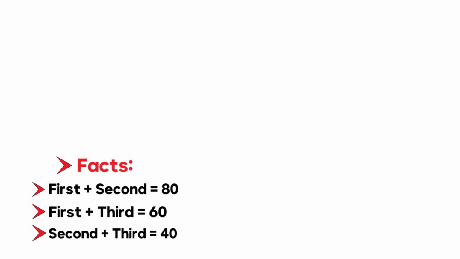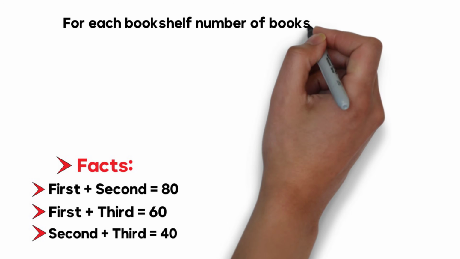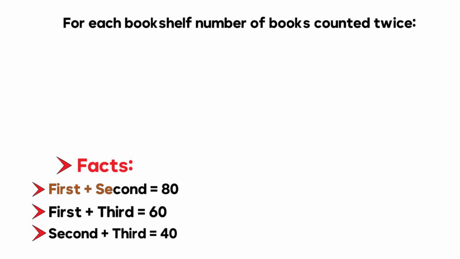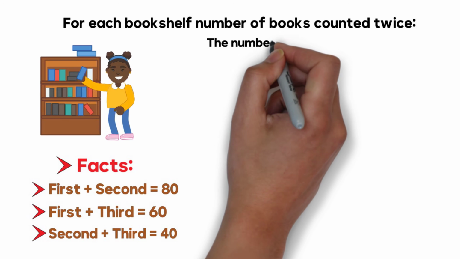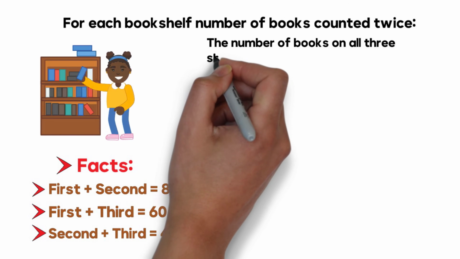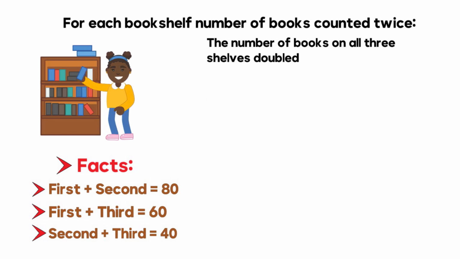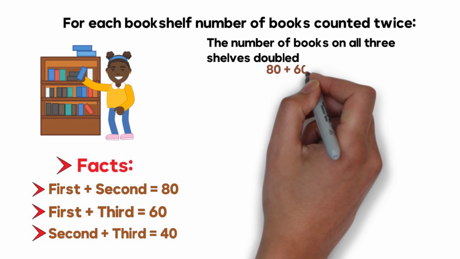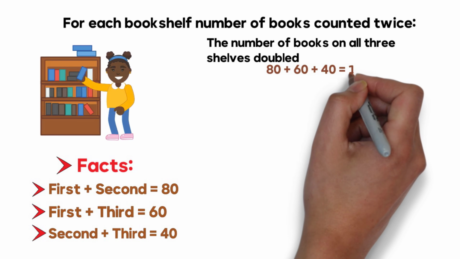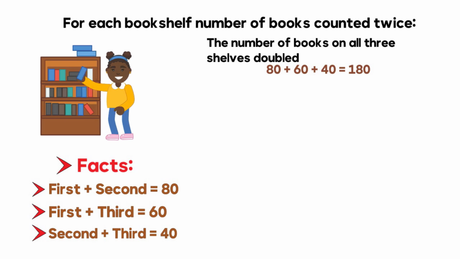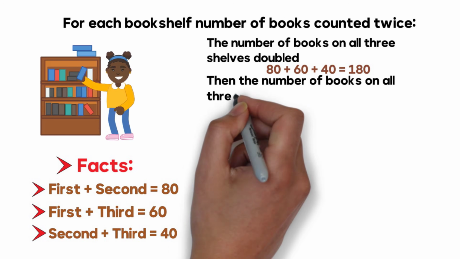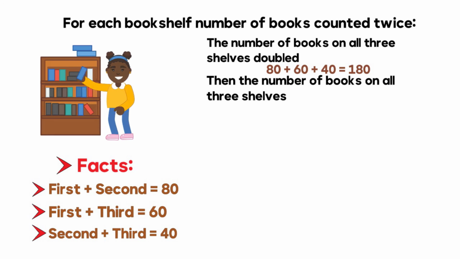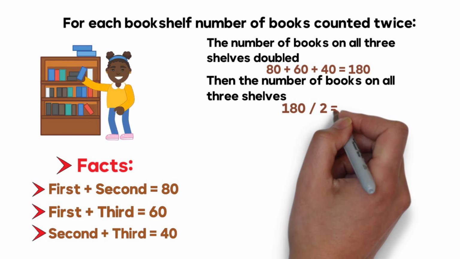What's interesting about these facts is that each bookshelf is presented here twice. First is twice, second is twice, and the third bookshelf also appears in these calculations twice. So what we can do here, we can calculate the doubled number of books on all 3 bookshelves. We can do it by adding up 80 plus 60 plus 40, and the result will be equal to 180. Because 180 is the double number of books, we can calculate just the total of books on all three shelves. We can do it by dividing 180 by 2, and the result is 90.